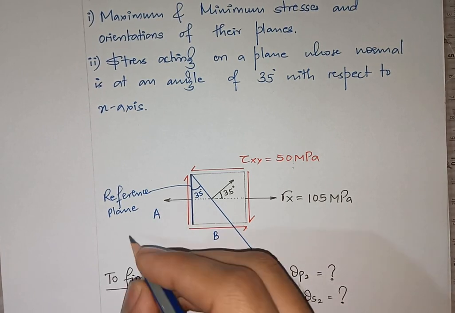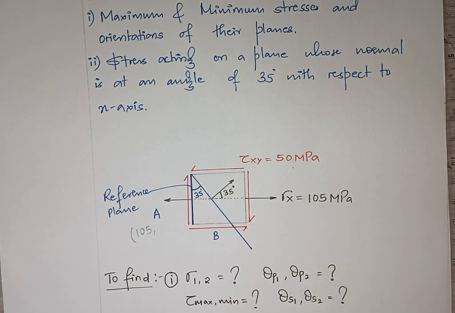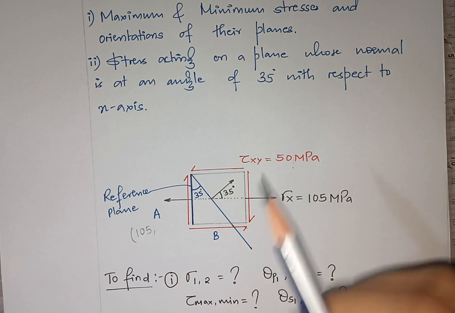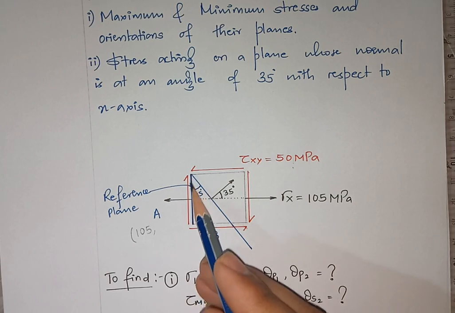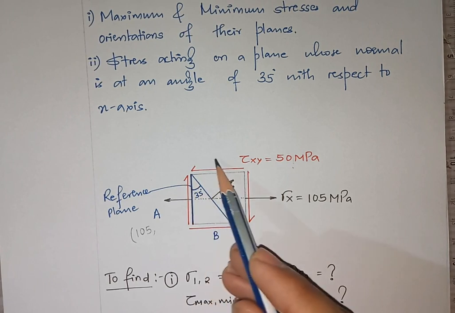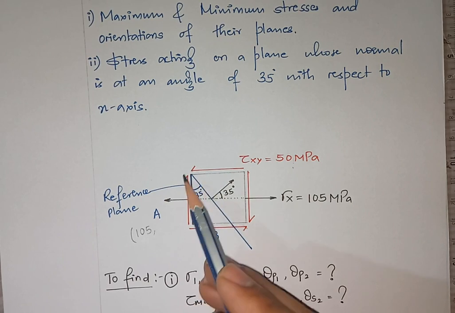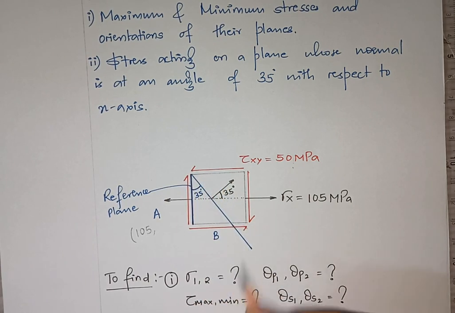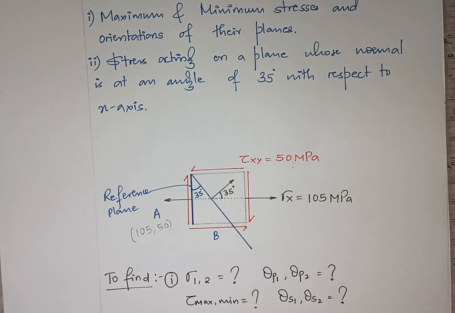It is same as 105. So it is 105 comma shear stress. Try to understand, this shear stress which is along the reference plane is trying to rotate the reference plane in clockwise direction. So it is taken as positive. So it is 50. Right, so these are the coordinates of point A, or you can say plane A.